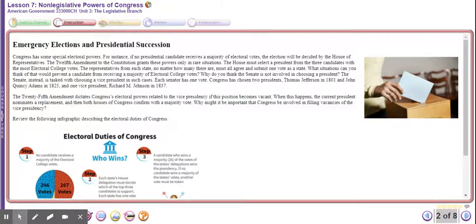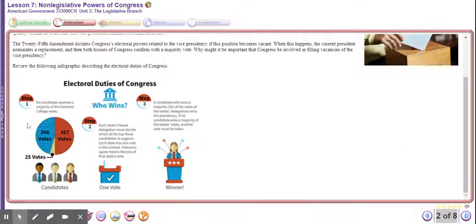What's happening is that Congress has checks on the executive power. They have a little bit of check on the executive branch, make sure it doesn't become too powerful. And we're going to see here in a second that they're going to have a check on the judicial branch also. So each of the three branches has checks against each other. Okay. So you can look at this chart or this graph here, electoral duties of Congress.